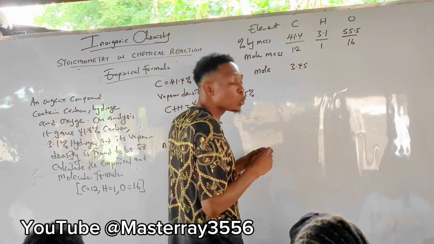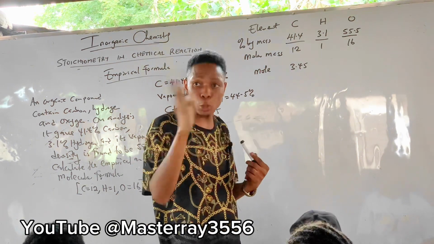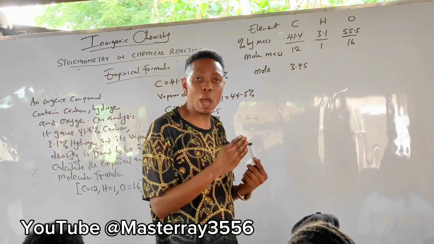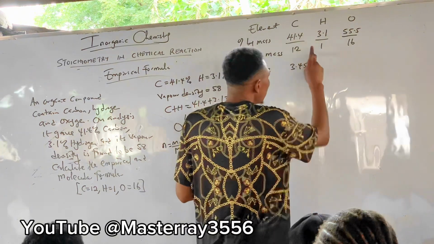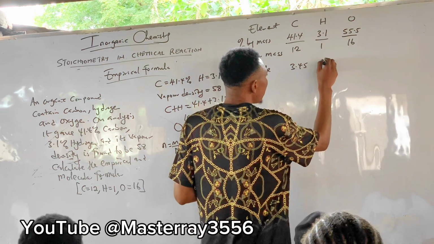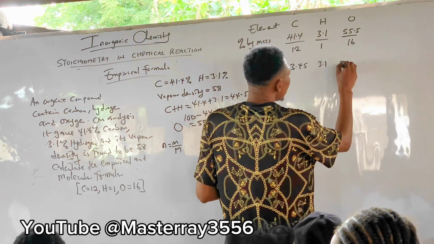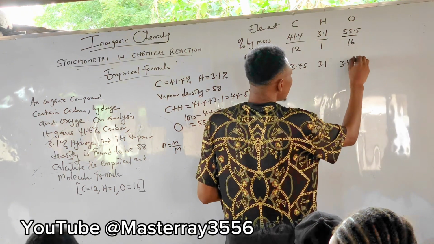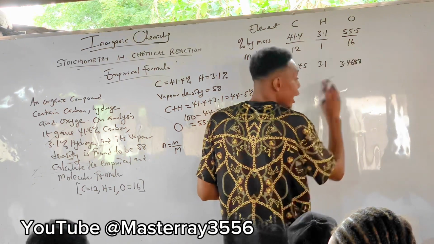It's advisable that you always approximate to four decimal places, maybe if the values are much. Are you getting me? Four decimal places for it to have an accurate result. So this divided by this we have 3.1. And this divided by this, 3.468. Is it not? You can see it now.